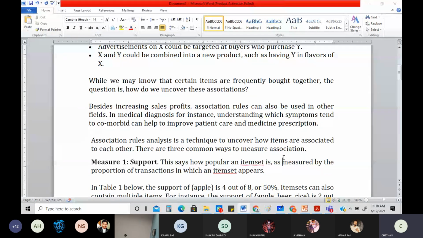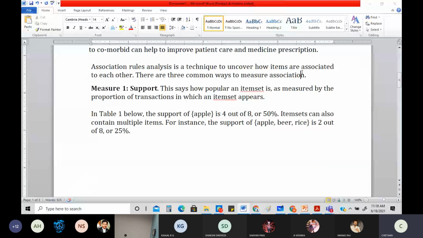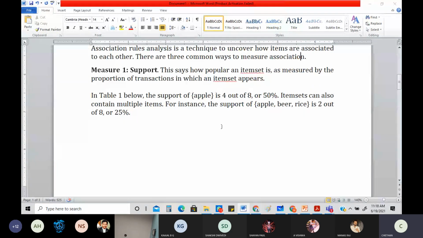Association rules are a technique to uncover how items are associated with each other. There are three common ways to measure association. You would have studied all these things, so I'm just going a little bit faster, because after this there's nothing more. You are only going to take examples and discuss whether this is a right one or not. Once we are able to do that, that's the end of the model.